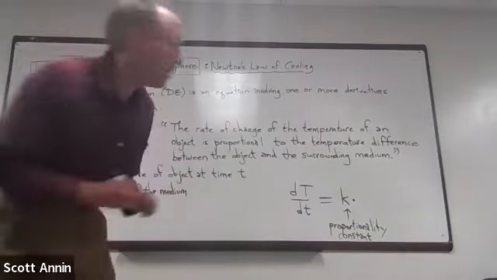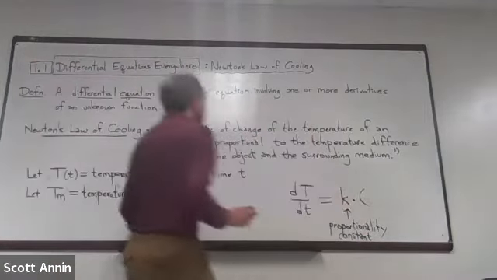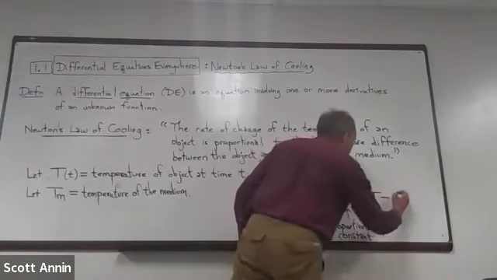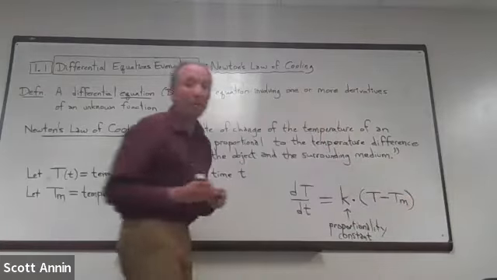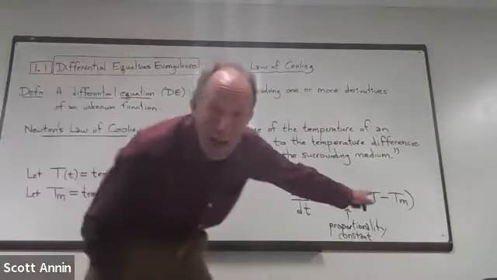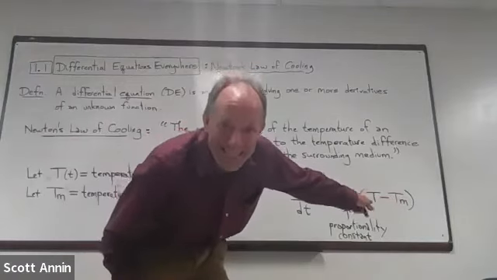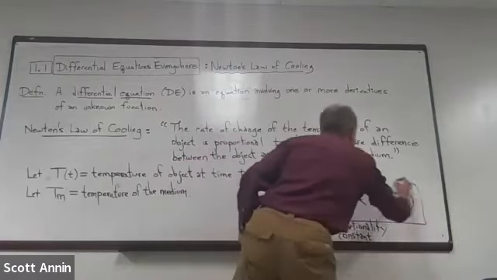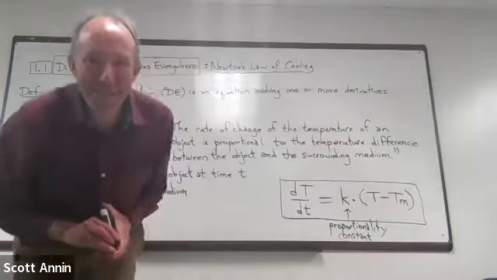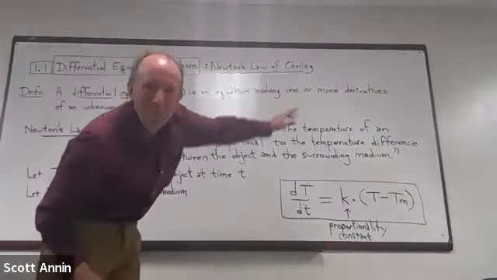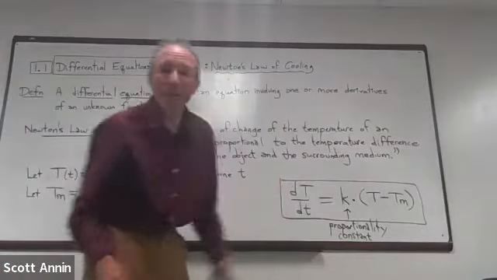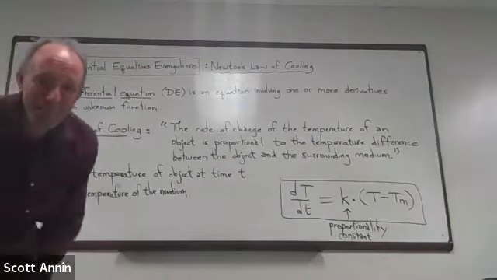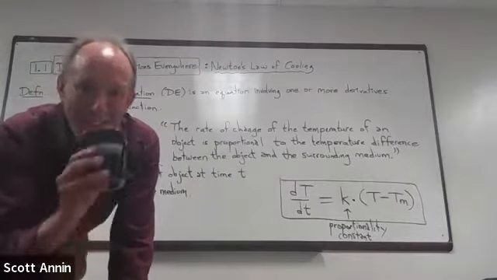A proportionality constant. And it is proportional to the temperature difference between the object and the surrounding medium. So I do a subtraction right here between the temperature of the object and the surrounding medium. This, my friends, is my differential equation. It involves one or more derivatives, namely the first derivative of the unknown function. The unknown function is the temperature as a function of time. How hot is this coffee at any time t?